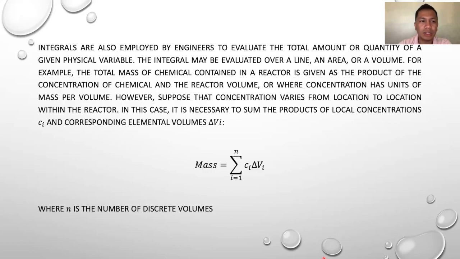For example, the total mass of a chemical contained in a reactor is given as a product of concentration of chemical and the reactor volume, where concentration has units of mass per volume. However, suppose that concentration varies from location to location within the reactor. In this case, it is necessary to sum the products of local concentrations, Ci, and the corresponding elemental volumes, delta Vi. So the mass is equal to the summation of Ci times delta Vi from 1 to n, where n is the number of discrete volumes.